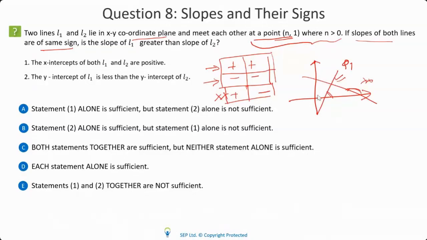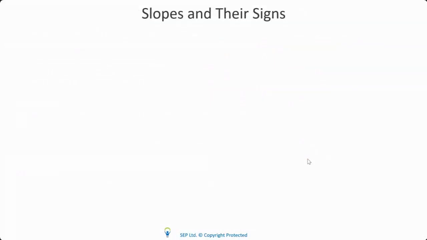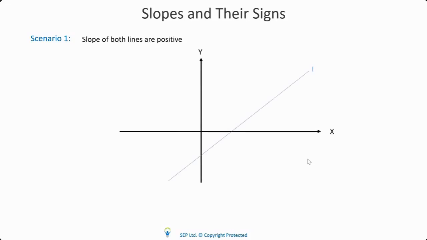Okay, the question is asking: I need to find out whether the slope of L1 is greater than L2. Now, let's talk about slope first. How do I figure out when the slopes of the two lines are positive? The slope of a line is positive when the angle that you have is less than 90 degrees. Okay, then in that case, we call the slope positive, and it's not shown in the diagram.